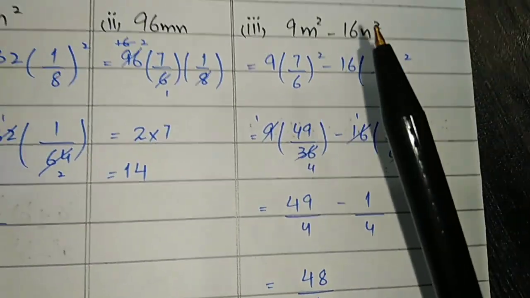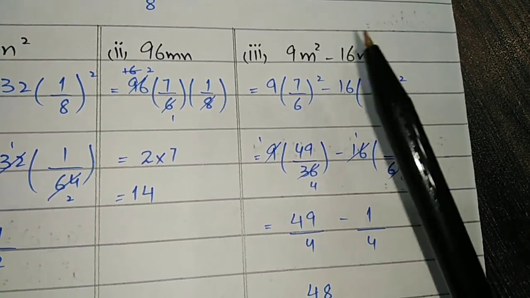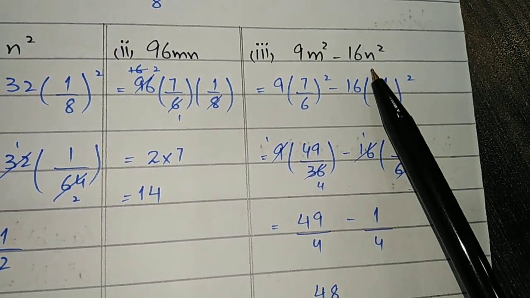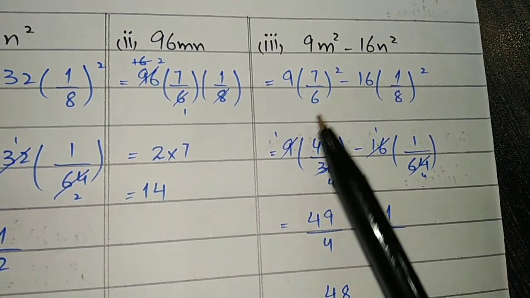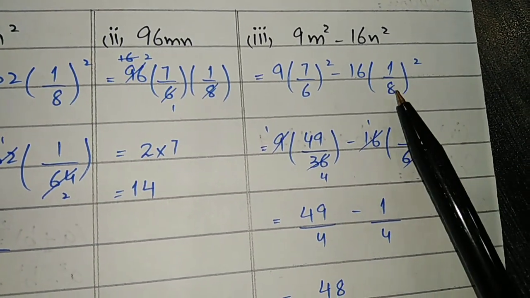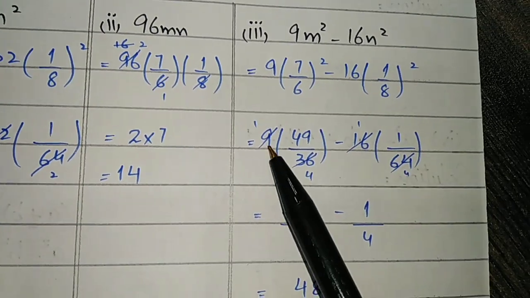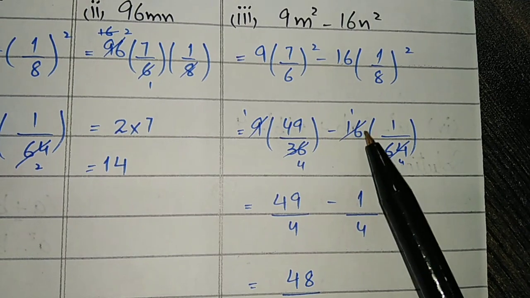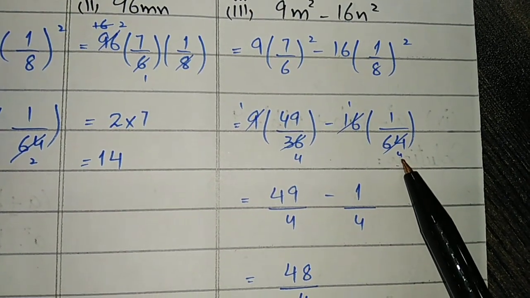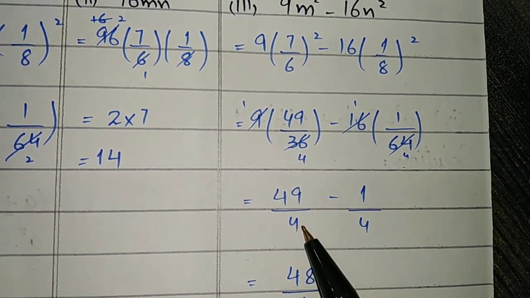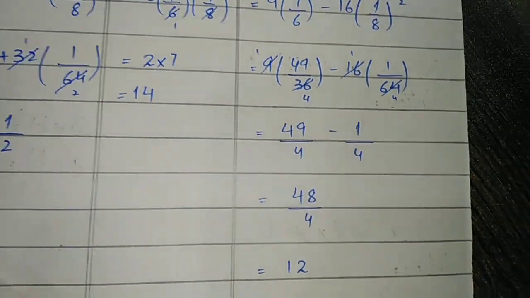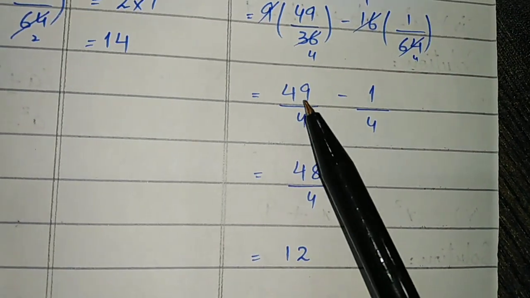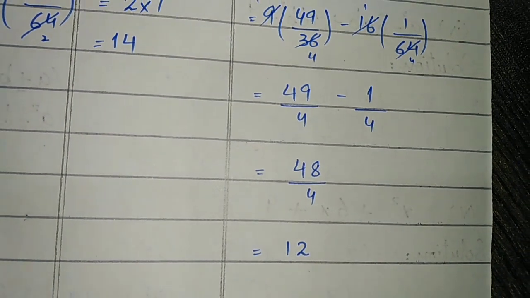Part number 3 is 9m square minus 16n square. The value of m is 7 over 6 and the value of n is 1 over 8. 7 square is 49, 6 square is 36, 1 square is 1 and 8 square is 64. Now 9 4s are 36, 16 4s are 64. Now we will get 49 over 4 minus 1 over 4. Their denominators are the same, so we have to subtract the numerators. 49 minus 1 is 48, and after the cancellation we will get 12.